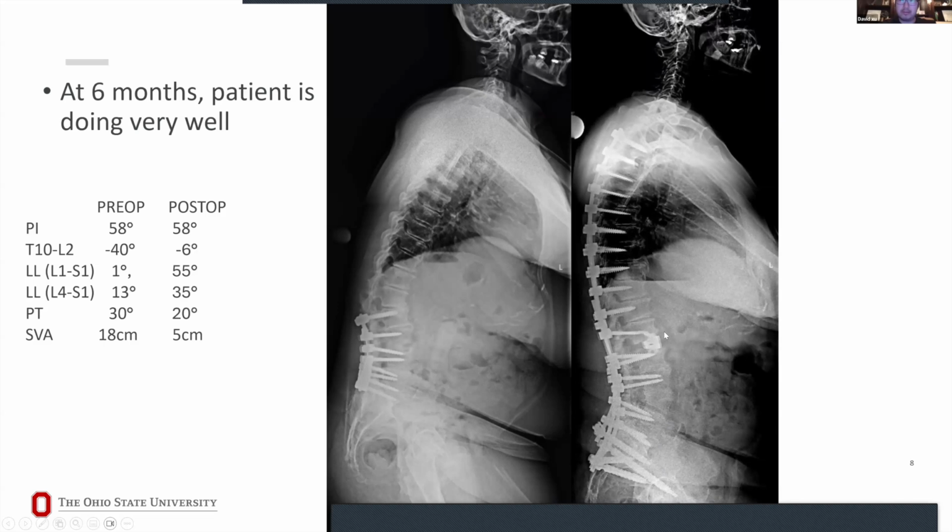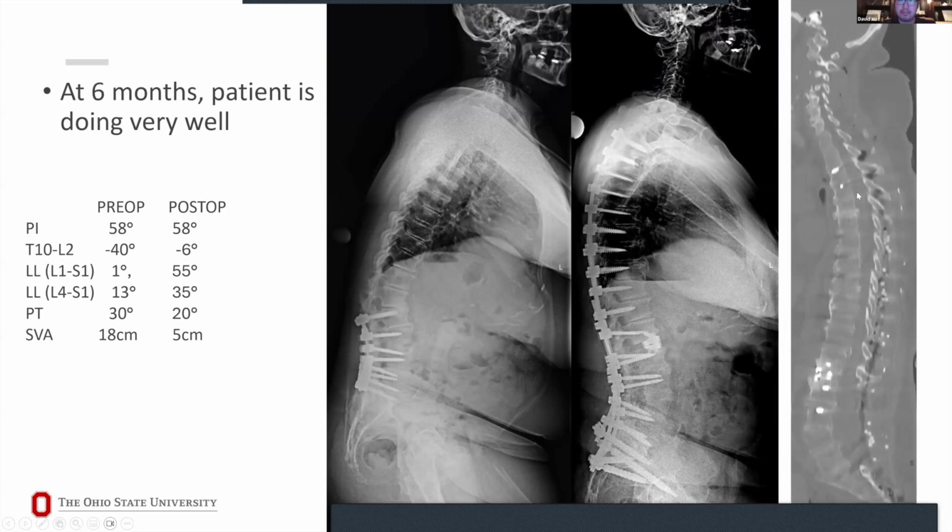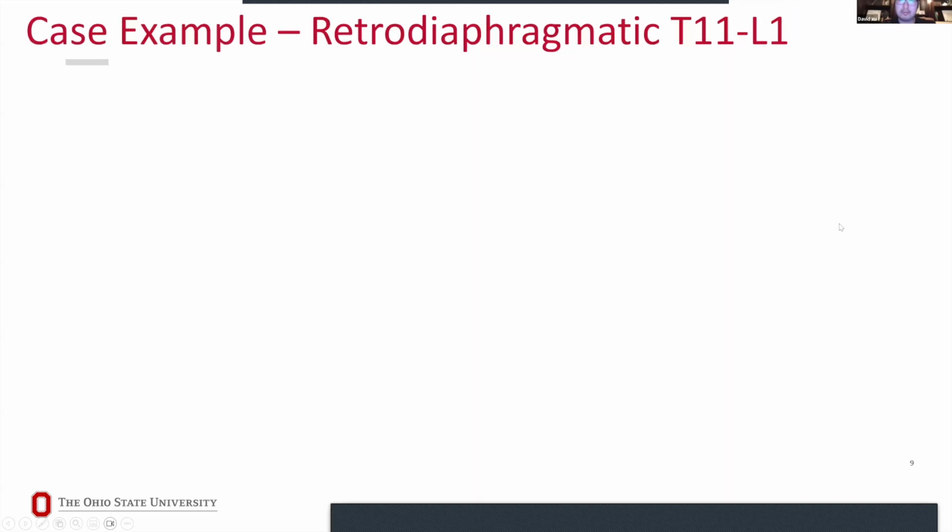All right. So at 6 months post-op, you can see the patient's doing very, very well. The PSO down here, here's the ACR. You can see the restoration of alignment is very nice. Extremely powerful technique, targeting the TL junction right there. And post-op CT.